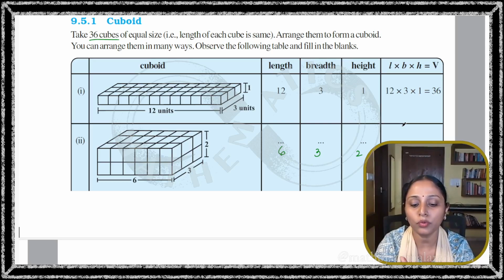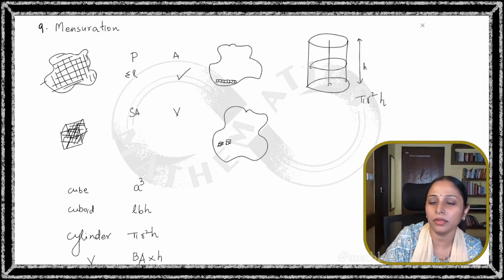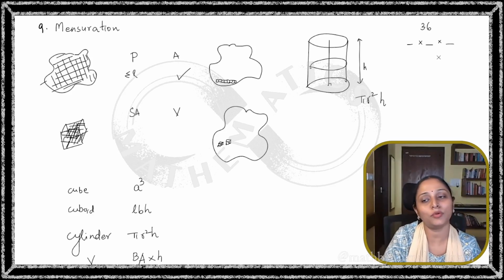Now I want you to look at the exhaustive list of all the cuboids that you can form using 36 cubes. If you remember, we have done this for a different number. I wanted you to write 36 as a product of 3 factors. All the possible ways of writing 36 as a product of 3 factors is going to give you all the cuboids that you can form using 36 cubes, right?